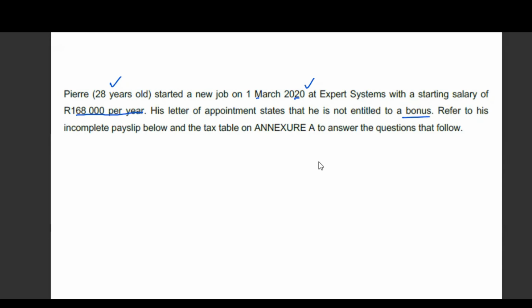Number 1, all I want you to take note of is that once you're asked to calculate tax paid, you have to take note. Now, in this one, tax paid, we shall see the amount they have given us. They have not told us whether it's taxable or not. Another thing you have to take note of, he has a bonus. What you have to know is that with a bonus, we don't subtract pension.